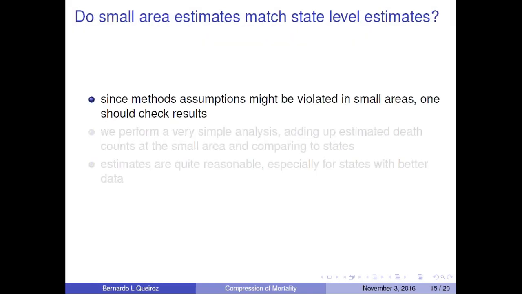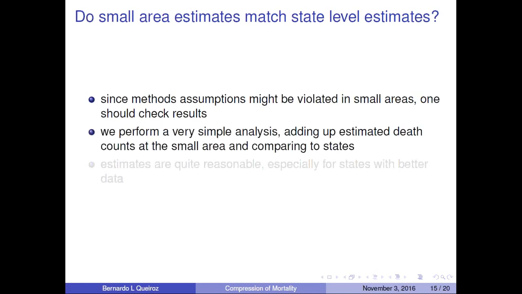So one question that might arise is whether the assumptions might be violated in small areas. So migration is a big issue. Also the way we estimate, and all the other possible violations of assumptions. So we perform a simple analysis. We add up the estimated death counts for each small area and compare to what we obtain at the state level. And then we compare adding up everything with the country level.